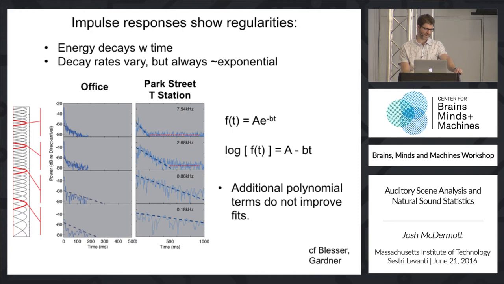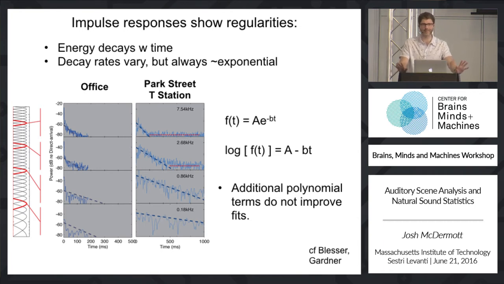That's what I'm showing you here, the energy response in four different frequency channels, the ones that are shown in red here, for an impulse response recorded in an office, and then one from the Park Street T station, a subway station in Boston. When we look at them in this way, we see that there are pretty consistent regularities in the way that energy decays with time. What's plotted on the y-axis is power, and on the x-axis is time. You can see that the power decays with time, and you can also see that it decays in a way that's pretty linear. This is a logarithmic scale. And so the fact that we can fit these things pretty well with straight lines until we hit the noise floor, which is shown in red, indicates that we're seeing exponential decay.